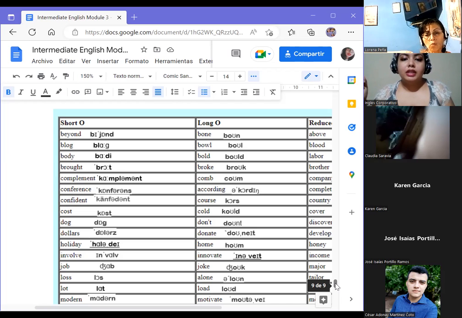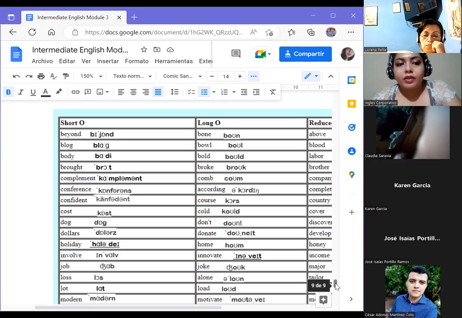Then we have comb, according, course, cool, don't, don't. The sound don't, donate, donate, home, home. No, it's not like home, very fast, home, it's home. Then we have innovate, joke, the sound joke, alone, load, motivate, motivate. So in that case there is a difference in the pronunciation.